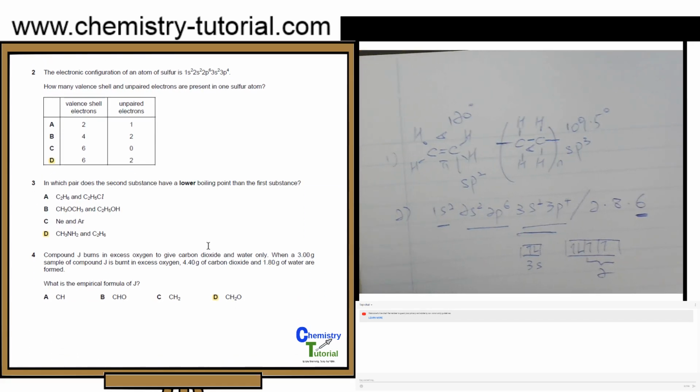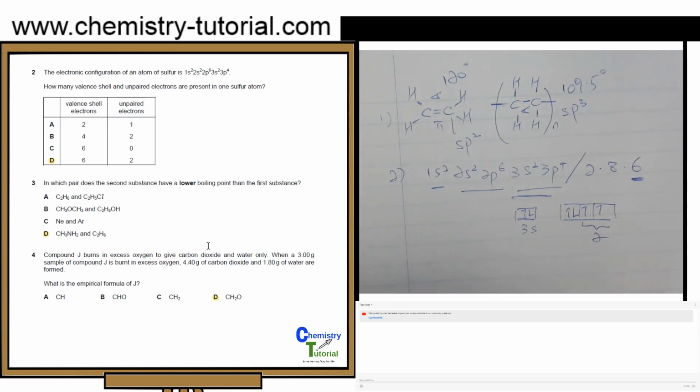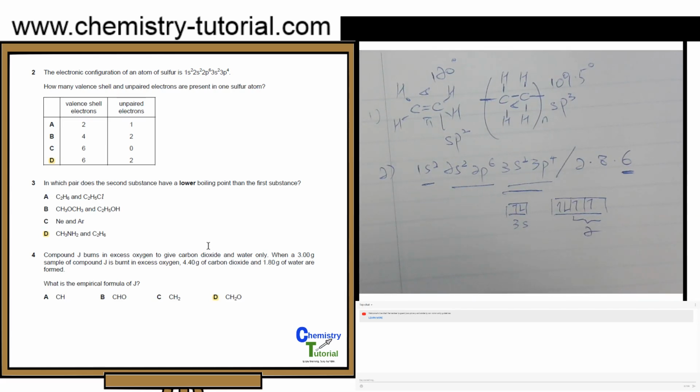For question 3, in which pair does the second substance have a lower boiling point than the first substance? For this case, you need to be able to recognize the chemical structures that those substances possess. We have 4 types of chemical structure. They are metallic structure, ionic lattice structure, simple covalent molecular structure, and giant molecular structure. So for question 3, C2H6 is ethane, so it has simple molecular structure, and C2H5Cl is an RX, an alkyl halide, an organic molecule, so it also possesses simple molecular structure.